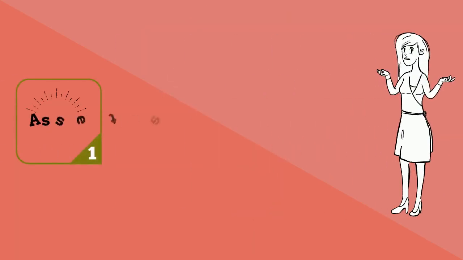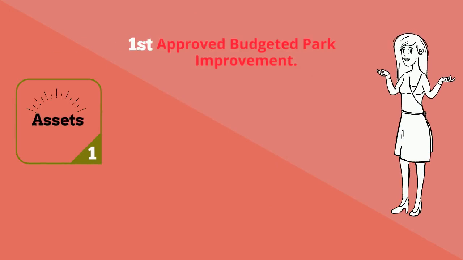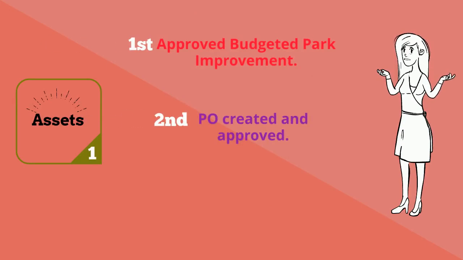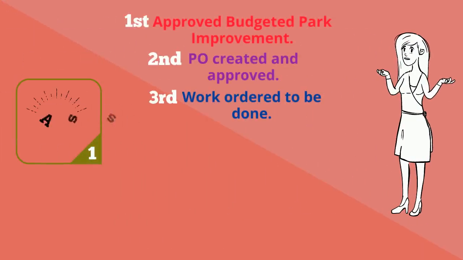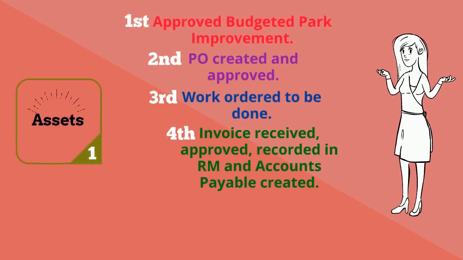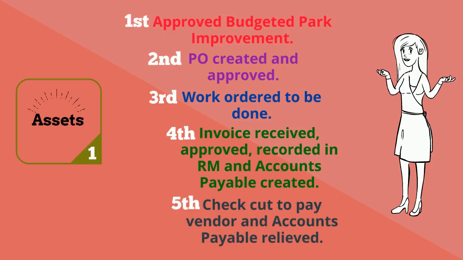The path of an asset is, first, we get an approved budgeted park improvement. Second, we enter a PO in Avid and it is approved. Third, we order the work to be completed. Fourth, we receive the invoice in Avid and it is approved. This triggers the asset to be recorded in RM, which then makes the asset show up on our financials. This also creates an accounts payable, which is a liability we need to pay. Fifth, we cut the check to pay the vendor and the accounts payable is relieved.